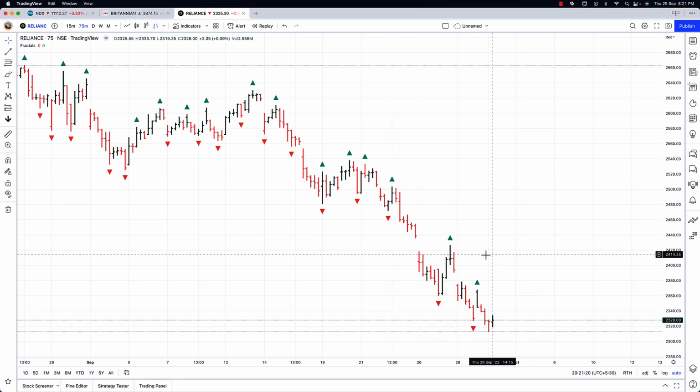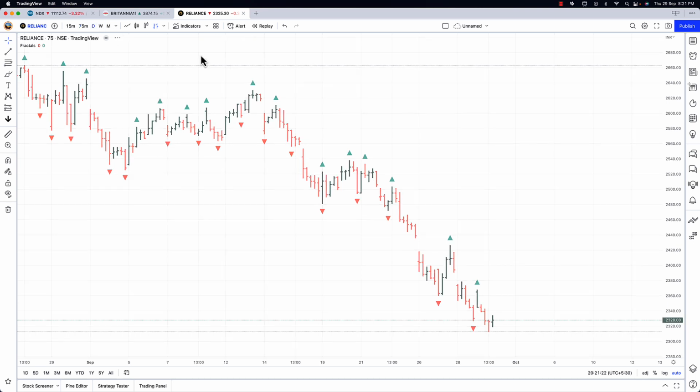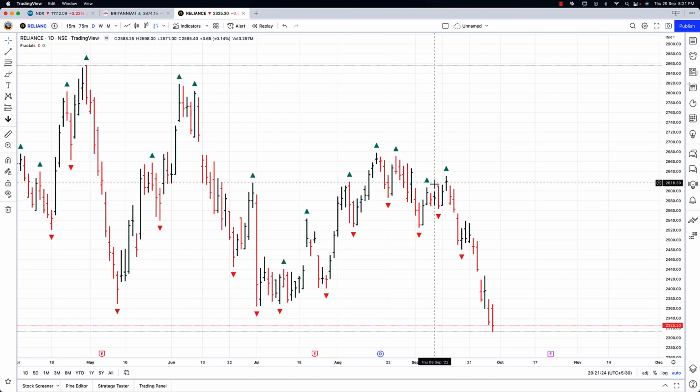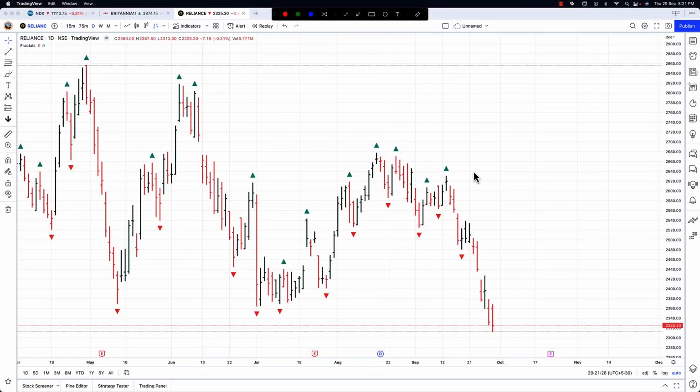But I thought that because we have plotted this fractal indicator on the charts, you would find that they tend to act as good supports and resistances as well. Especially in this case, you can see that 2 fractal lows at the same level. So when you get 2 fractal highs or multiple fractal highs or multiple fractal lows, these lows or these highs tend to be more important.